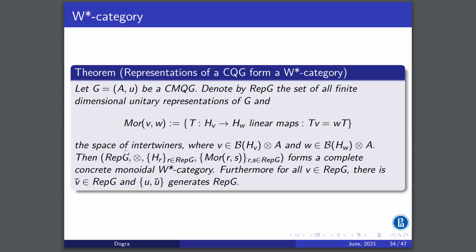And with these objects, the set of all finite dimensional unitary representations, the binary operation being the tensor product, a family of finite dimensional Hilbert spaces, and the subspace defined here, they form a complete concrete monoidal W star category. So basically all the 10 conditions we discussed before are satisfied by the representations of a compact quantum group.